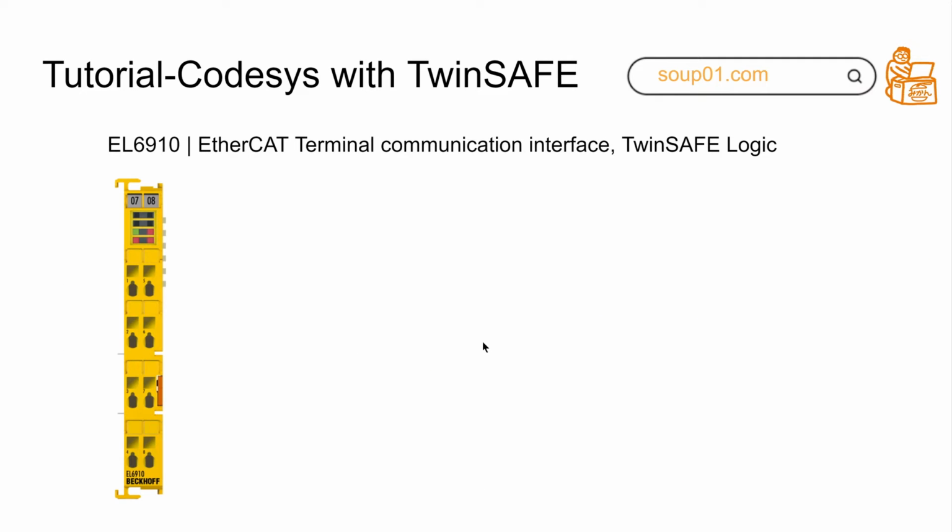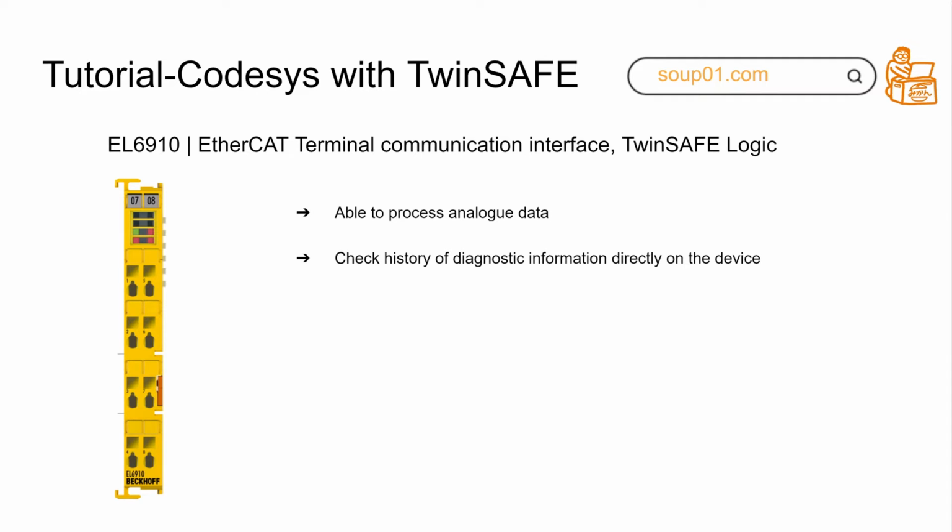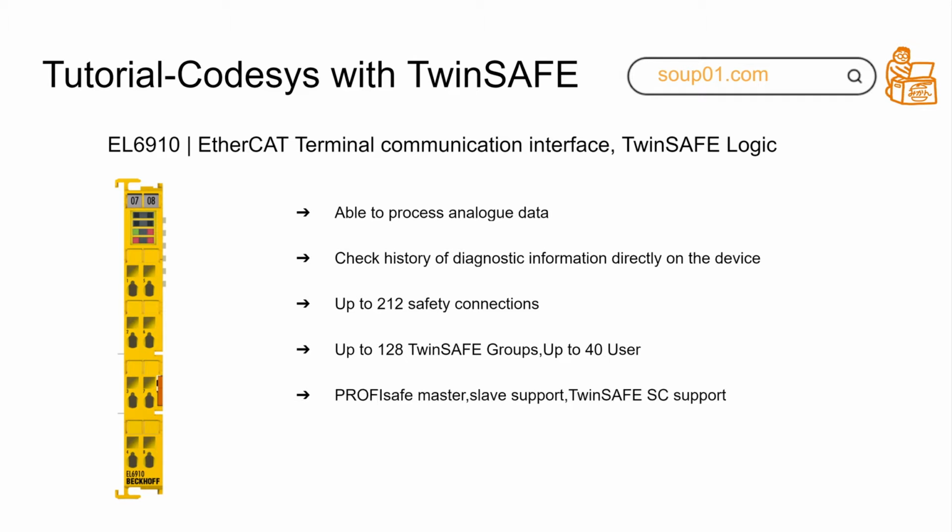Now let me explain the hardware I'm using this time. The first one is the EL6910. It's an EtherCAT terminal communication interface with TwinSAFE logic. It's able to process analog data, whereas the old generation, the EL6900, could only process Boolean type data. By using this module, you can check the history of your dynamic information or get the current status of your device. It supports up to 212 safety connections, up to 128 TwinSAFE groups and 14 users. Not just FSoE, you can also use PROFIsafe master and slave support, and TwinSAFE SC.